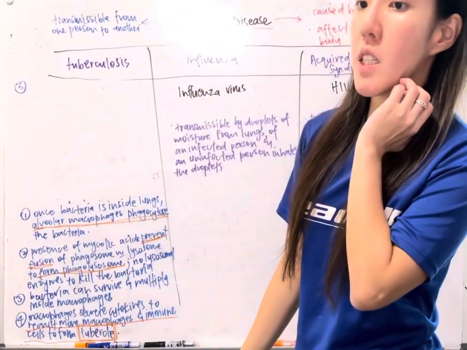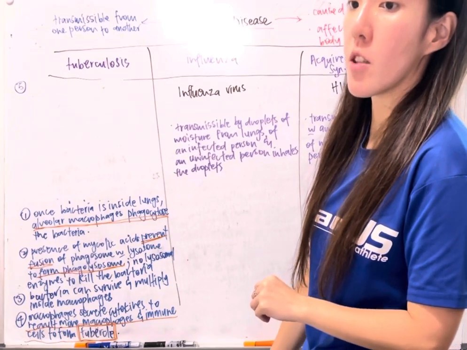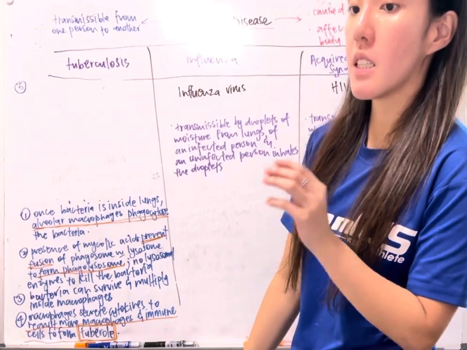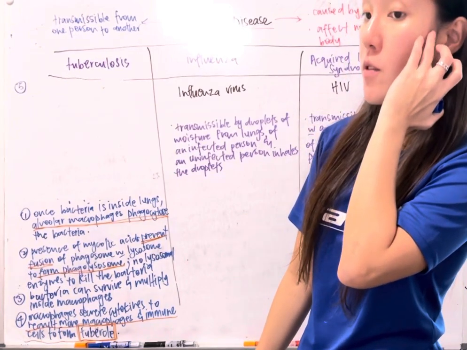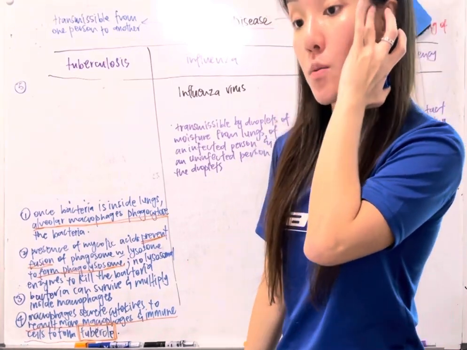So eventually, you can see how we have cell death if the person is immunocompromised. And this cell death by necrosis involves the rupturing of this macrophage cell membrane as well.